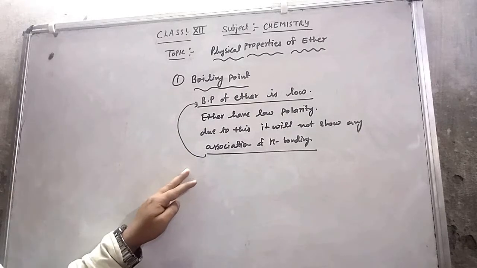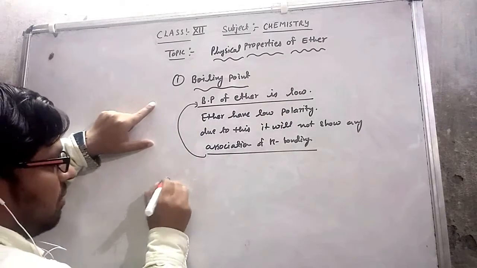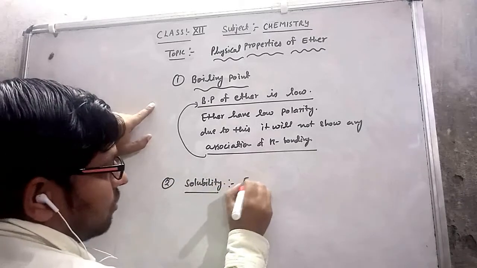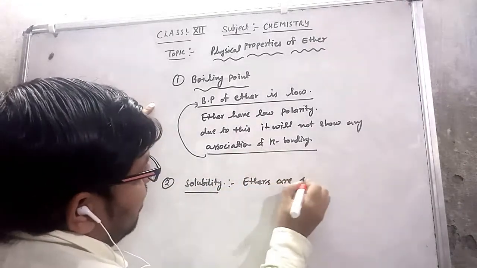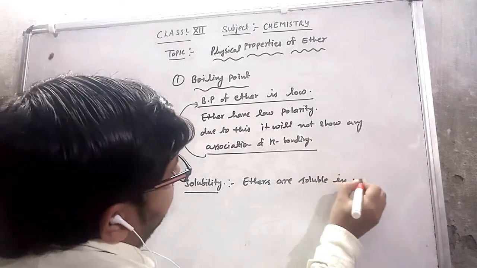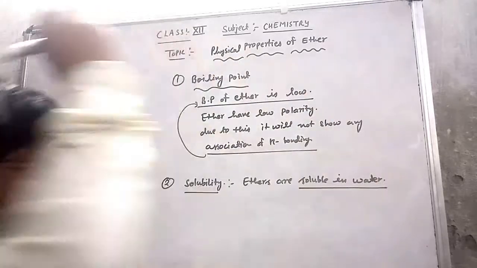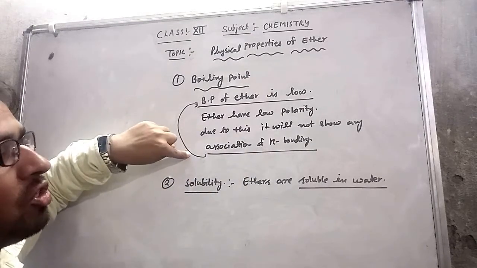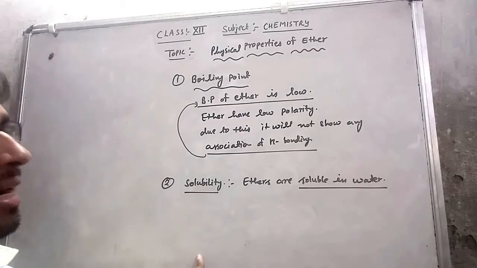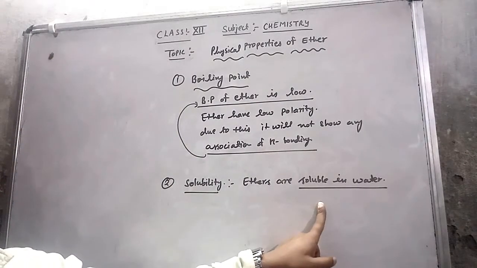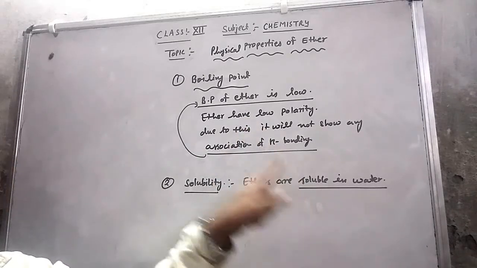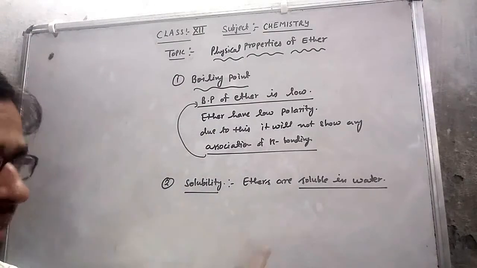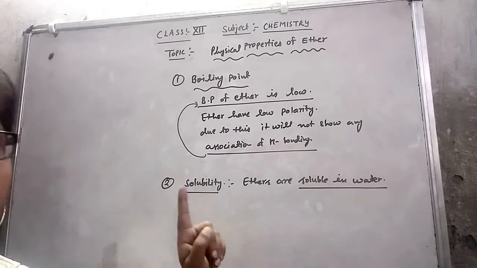Now the second point is solubility. Ethers are soluble in water, which means they are going to form hydrogen bonding. On one side I have told you they are not going to show the association of hydrogen bonding, that is why the boiling point is low. But on the other side they form hydrogen bonding with the water molecule, that is why they are soluble in water. They do not show hydrogen bonding with their own molecules.